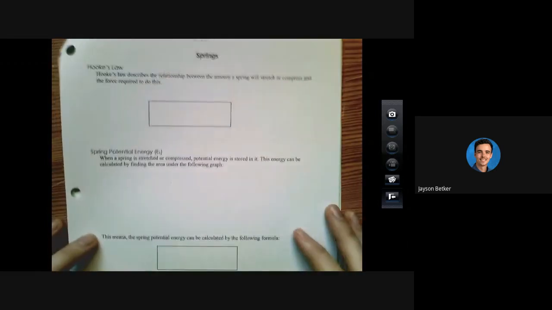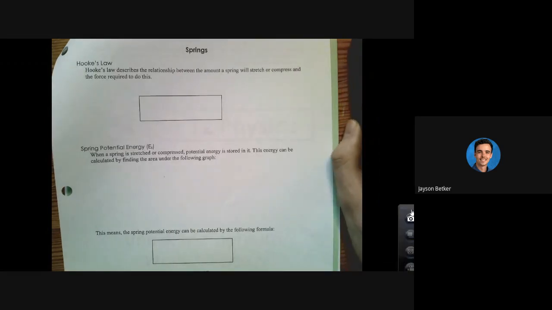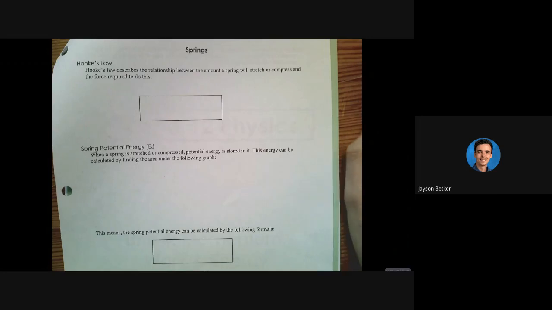So yeah, we're talking about springs today, and the first thing that we're going to discuss is Hooke's law. Hooke's law describes the relationship between the amount that a spring will stretch or compress and the force that is required to do this. So basically, Hooke's law is just quantifying how stiff or how stretchy a spring is, right?